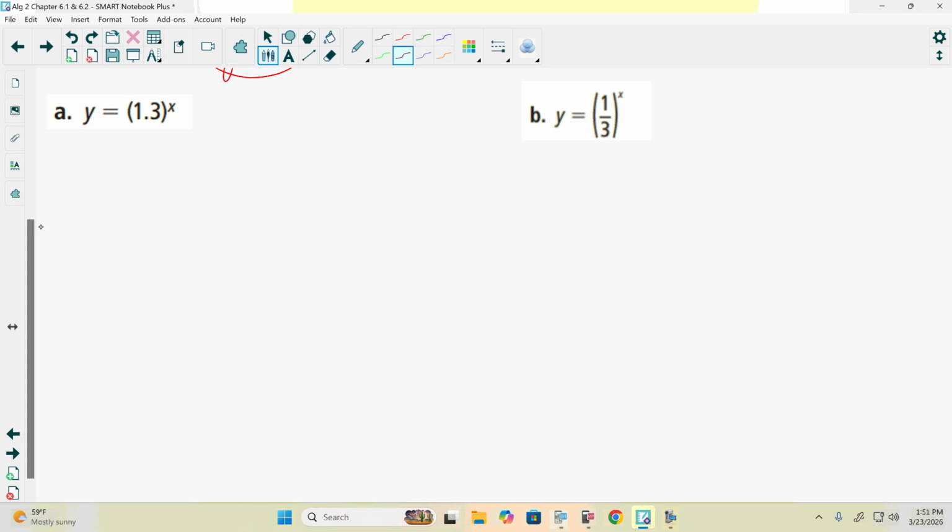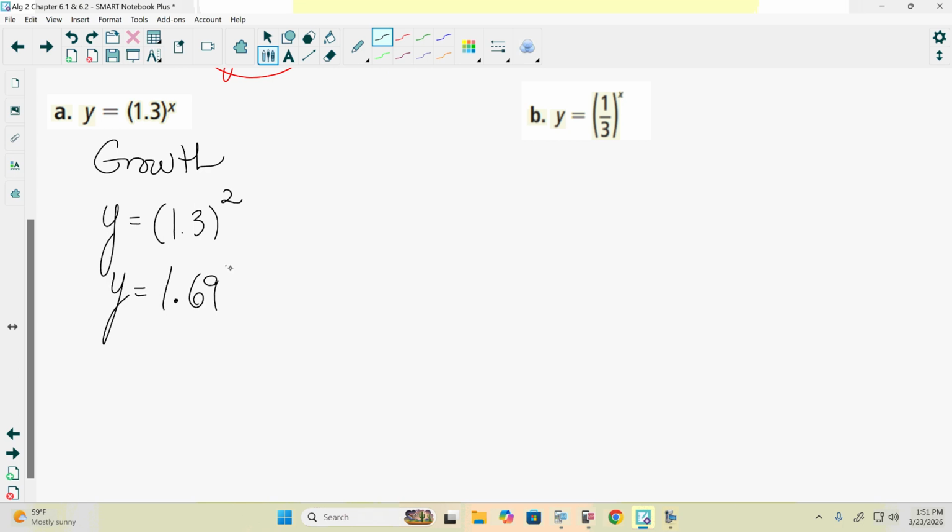Let's look at A. y equals 1.3 to the x would be growth. Yes. Then we just need to put parentheses 1.3, close parentheses to the second power. We're going to square it. We can do it by hand, or we can let the calculator figure out what 1.3 squared is, or 13 squared. Move the decimal 2 spots. We get this here.